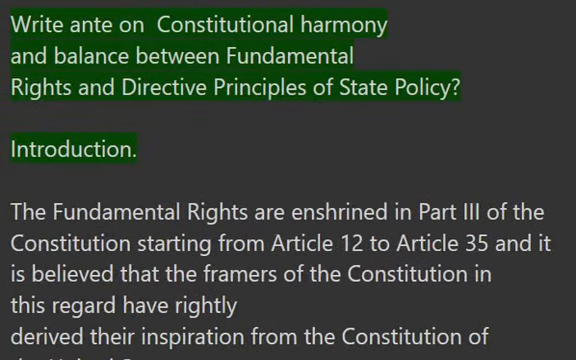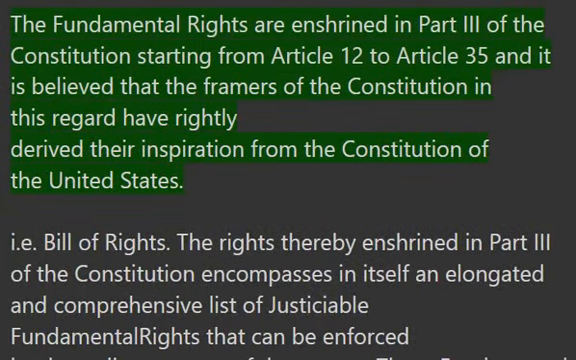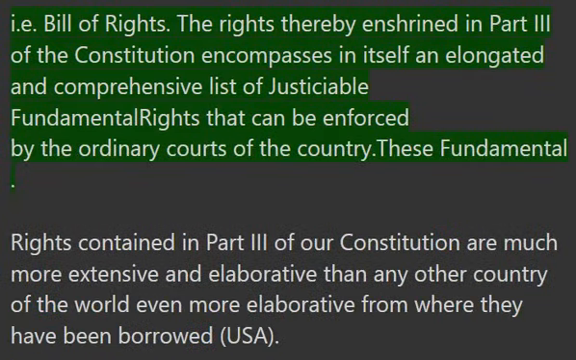Essay on constitutional harmony and balance between fundamental rights and directive principles of state policy. Introduction. The fundamental rights are enshrined in Part 3 of the Constitution starting from Article 12 to Article 35, and it is believed that the framers of the Constitution in this regard have rightly derived their inspiration from the Constitution of the United States, i.e. the Bill of Rights.